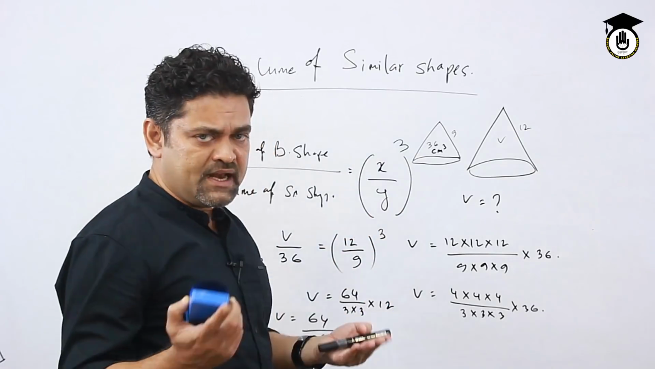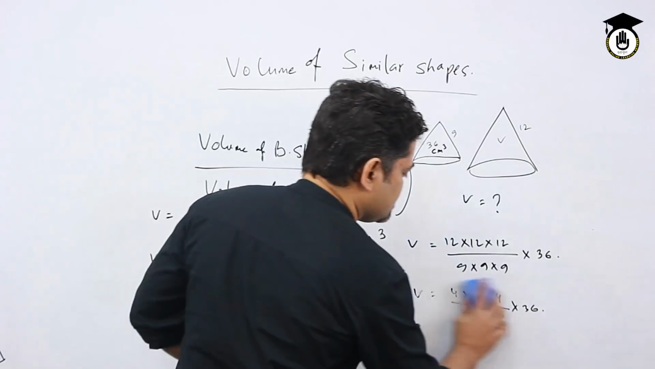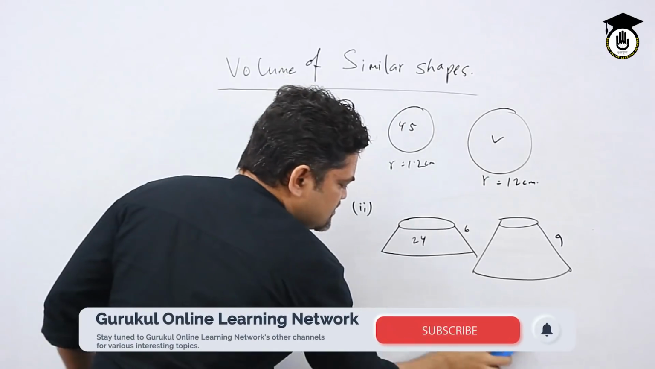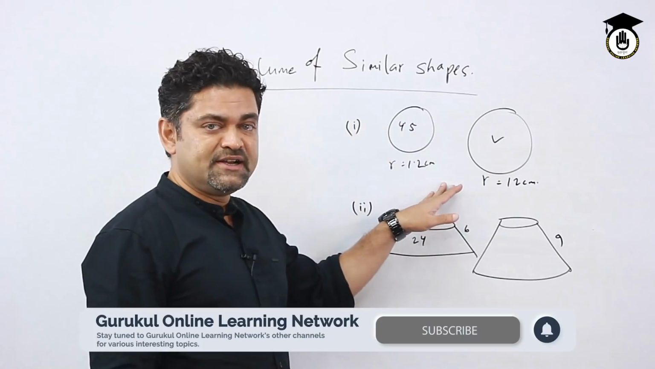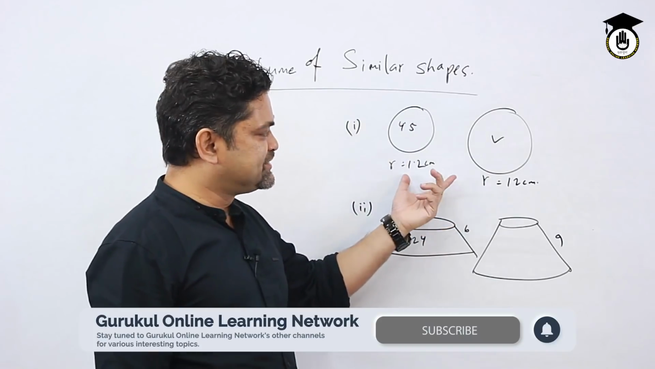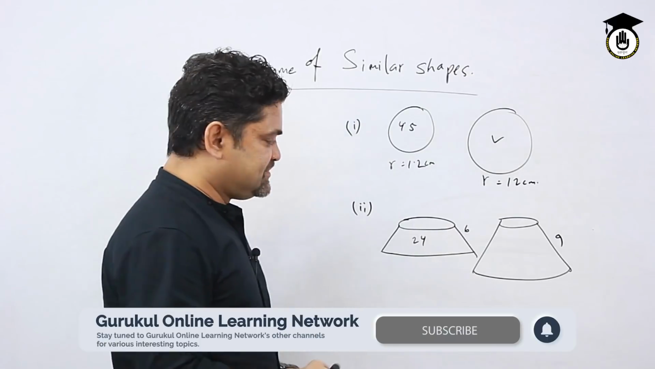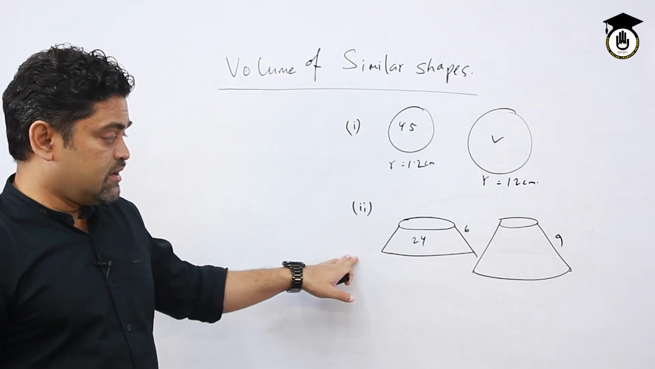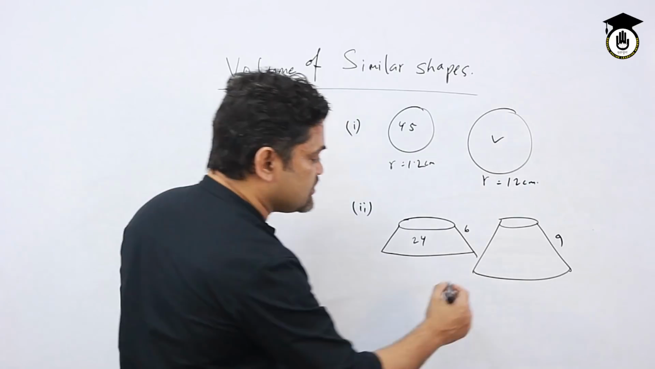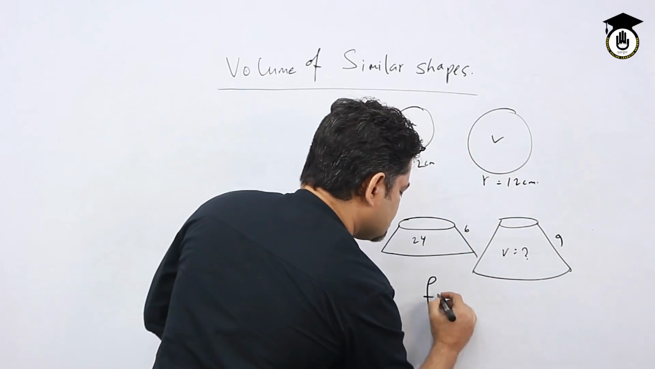Let me show you another formula, and another problem I want to discuss with you to make your concept clear. So concentrate here. You see two diagrams I have drawn for you. One is about the sphere, and we will also consider the hemisphere. Another one is about the frustum. This diagram might not be familiar to our students, so I have drawn it for you. The name of this shape is frustum.